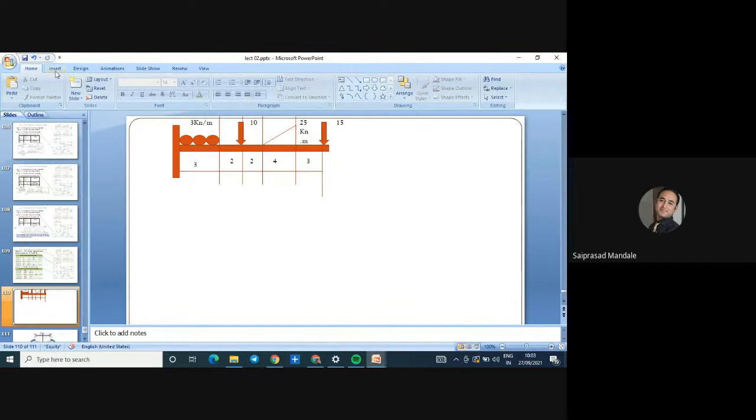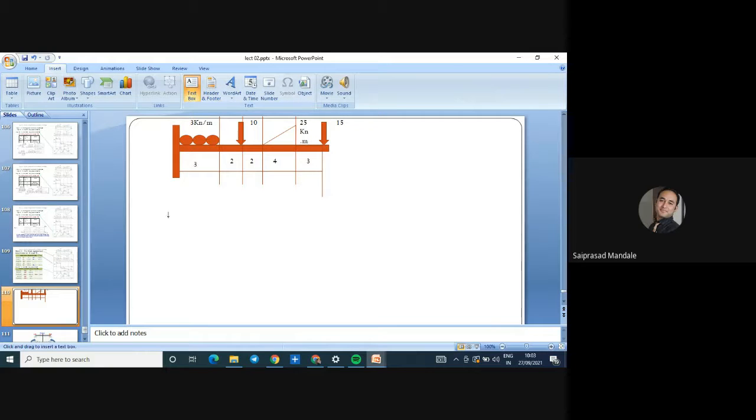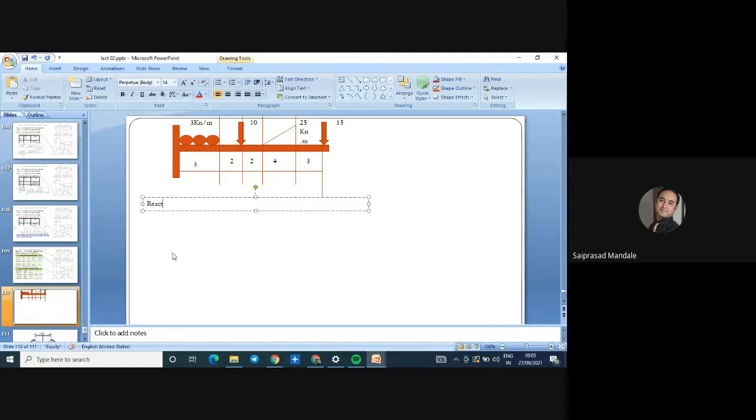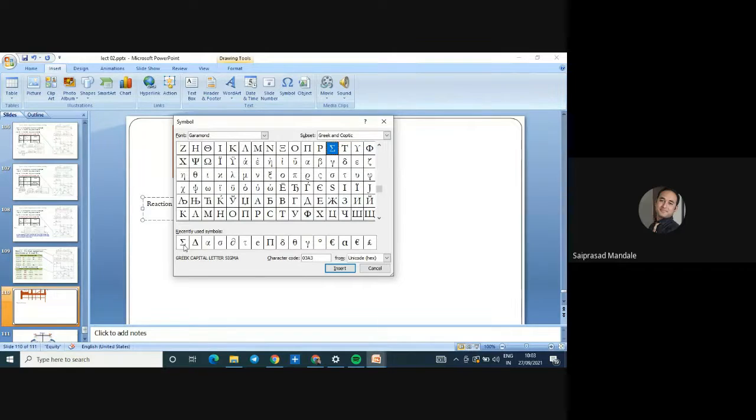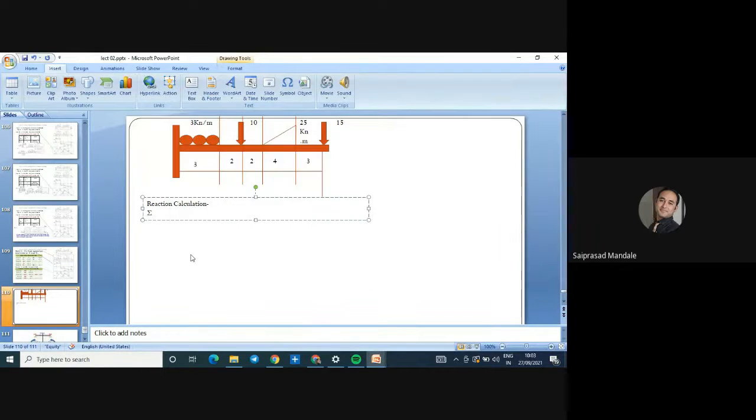Can anybody help me with the solution of this reaction calculation? Please tell me. I'm going to give you a start. You tell me the answers. Summation of F1. Right now, who is answering? Student is there, no?